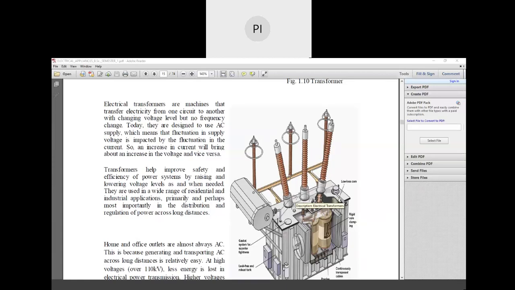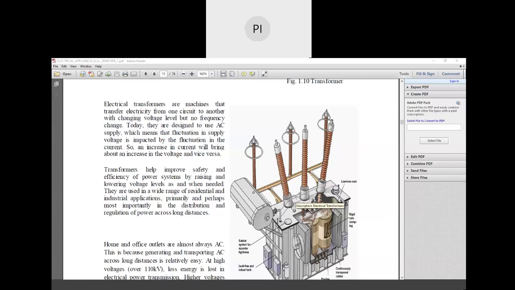Today they are designed to use AC supply, which means that fluctuations in supply voltage are impacted by fluctuations in the current. Voltage changes imply current changes. So an increase in current will bring about an increase in voltage and vice versa. Transformers help improve safety and efficiency of power systems by lowering the voltage levels when needed. They are used in a wide range of residential and industrial applications, and perhaps most importantly in the distribution and regulation of power across long distances.